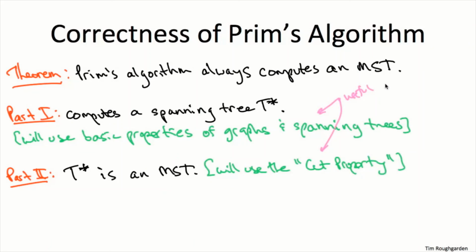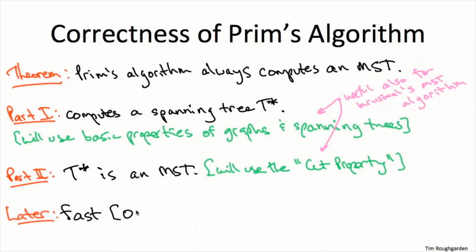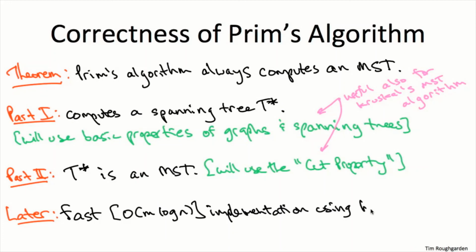I'm happy to report that the work that we do here in both parts will bear further fruit later. We're going to reuse these ingredients when we prove the correctness of another MST algorithm, namely Kruskal's algorithm. For those of you who would much rather talk about running time than correctness, don't worry, your time will come. After we wrap up this correctness proof, I'll address how do you implement Prim's algorithm quickly. In particular, using heaps, we'll get the running time down to the near linear bound of O of m log n.